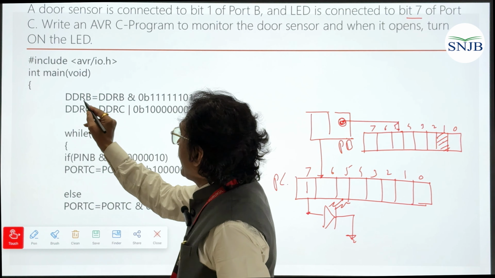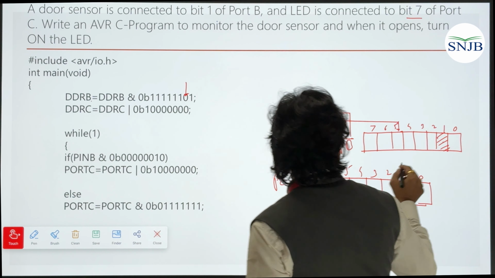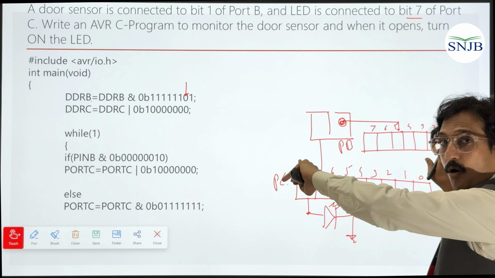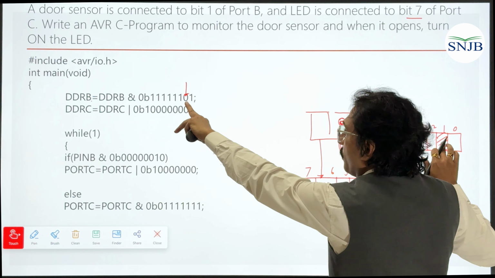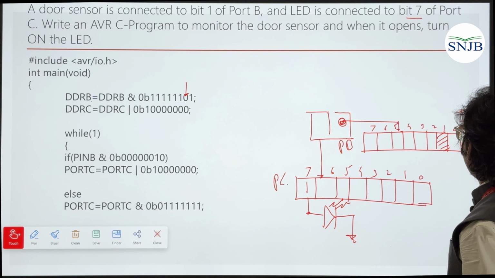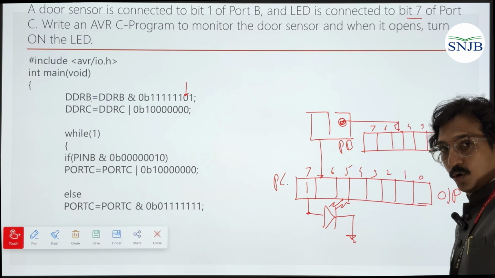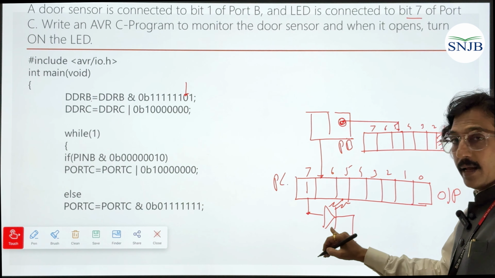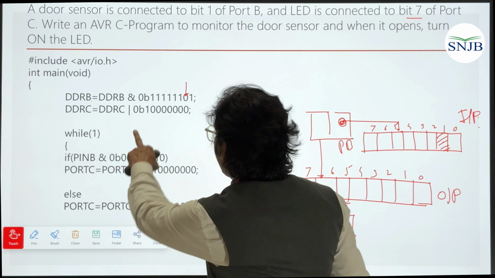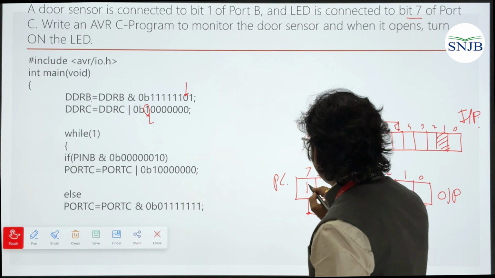Here, for the data direction bits, we make this bit, the first bit, an input bit. 0 means it is an input bit. So port B is considered as an input because the sensor is connected over here. Port C is configured as an output port because it connects the LED. So this is the input configuration and C is the output configuration. Output means the 7th bit is 1.